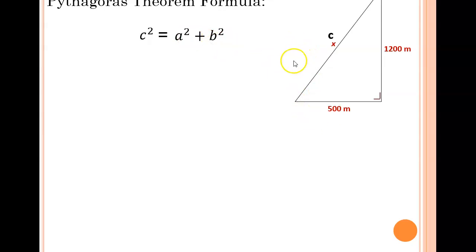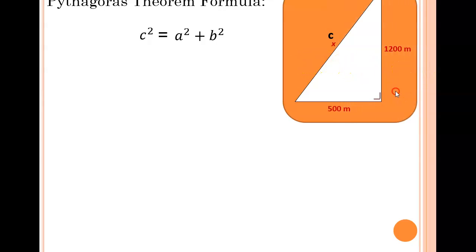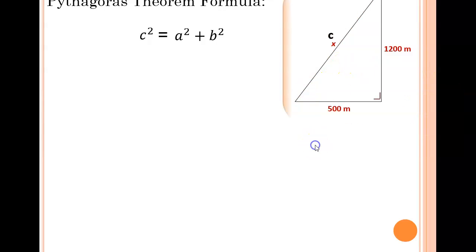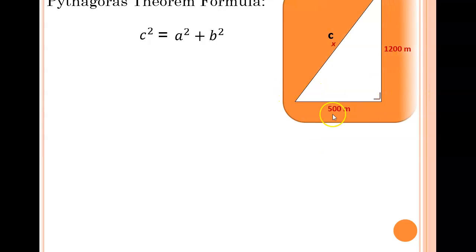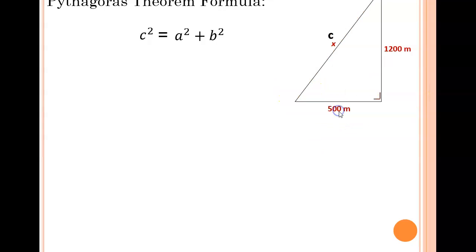My general rule of thumb is, as I'm moving from the left to the right, have a look at that again. As I'm moving from the left to the right, what do I hit first? I hit the 500 first, so that's going to be my a. And that's just a rule of thumb I use here. The other side is going to be b, but you could swap them, it doesn't really matter. The hypotenuse is the key one to identify.